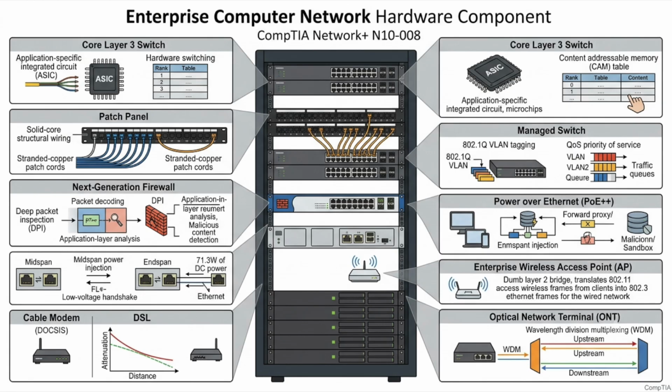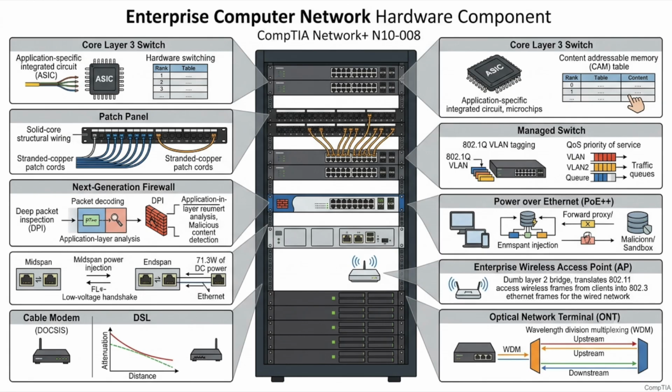Exactly. And modern ONTs utilize wave division multiplexing, right? They aren't just reading one stream of light. They are reading multiple different colors or wavelengths of light simultaneously over the exact same glass strand, which is how fiber achieves such absurd, symmetrical gigabit bandwidth. The multiplexing allows for bidirectional traffic without interference.